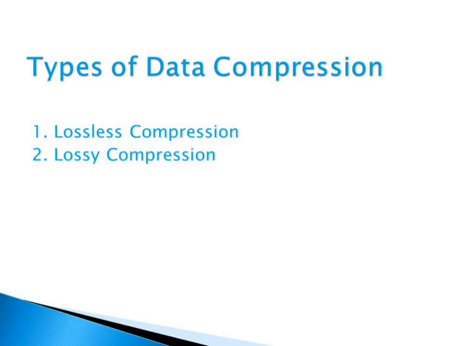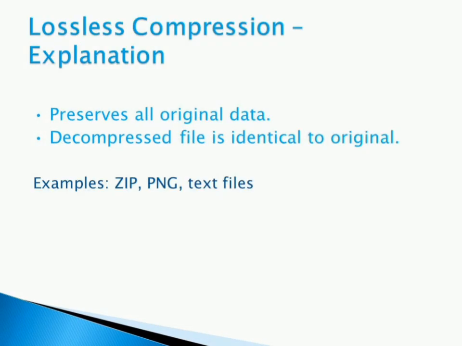Now, compression comes in two main types. The first one is lossless, where nothing is lost. The second one is lossy, where we throw away tiny, unimportant details. Lossless compression keeps every single bit of your data safe. When you unzip or restore the file, it comes back exactly the same. It's used for text, code, or anything that must stay perfect, like zip files or PNG images.